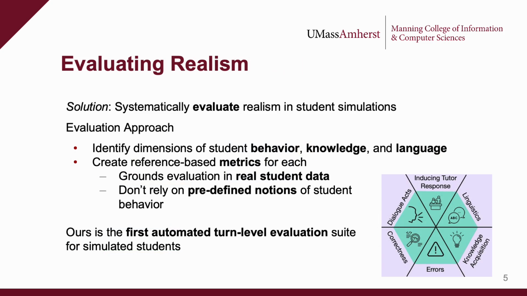In this work, we propose to systematically evaluate realism in student simulations. We do so by identifying high-level dimensions of student behavior, knowledge, and language, all grounded in the learning sciences research. We create reference-based metrics for each of these dimensions, which are grounded in real student data. The advantage of doing this is that we don't rely on predefined notions of student behavior and prompt engineering, which may or may not align with real student observations. To the best of our knowledge, our work is the first automated turn-level evaluation suite for realism in simulated students.